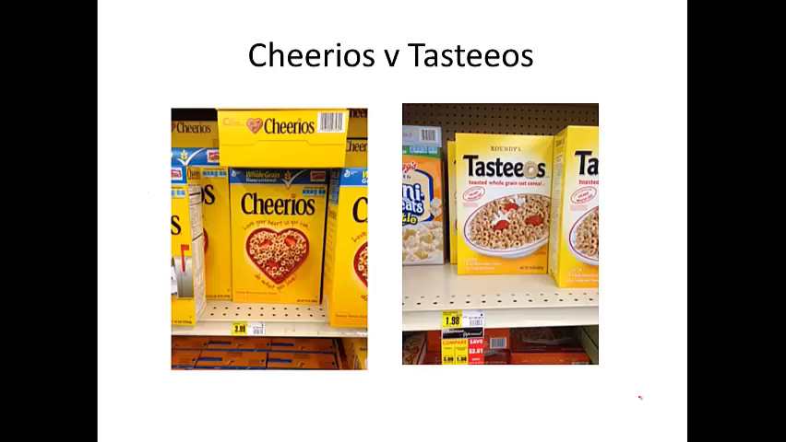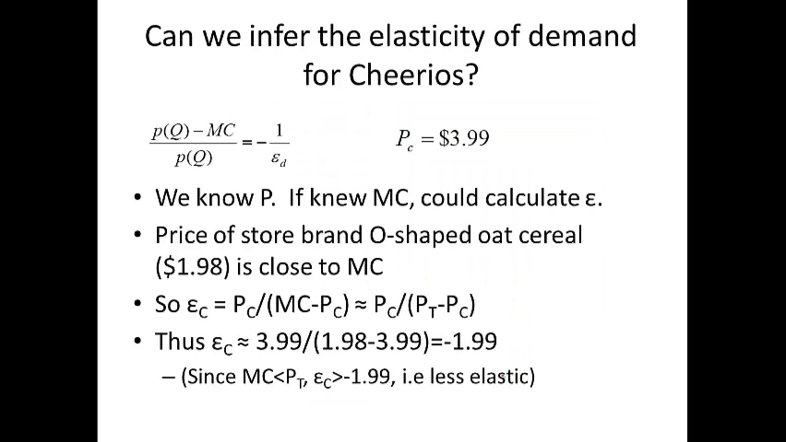Here's a comparison of Cheerios, a well-known branded oat-flavored O-shaped cereal. And Cheerios is $3.99 a box. On the right-hand side, we have another O-shaped oat-flavored cereal that's the same size box, actually the same color box, which is a little troubling, and it's $1.98 for a box. Clearly a big difference in price. The question is, can we infer the elasticity of demand for Cheerios?